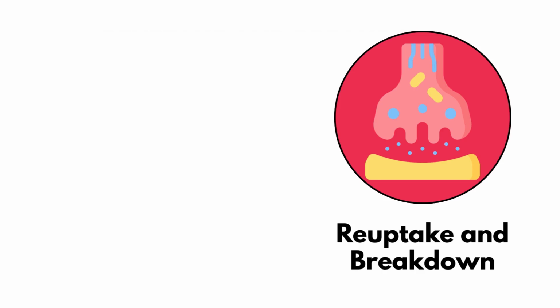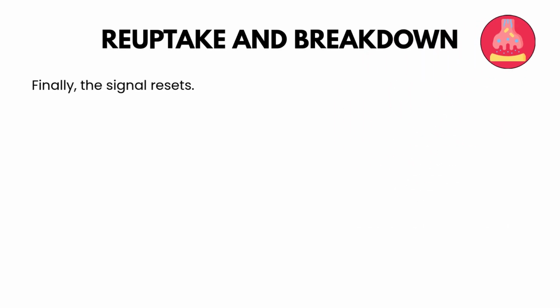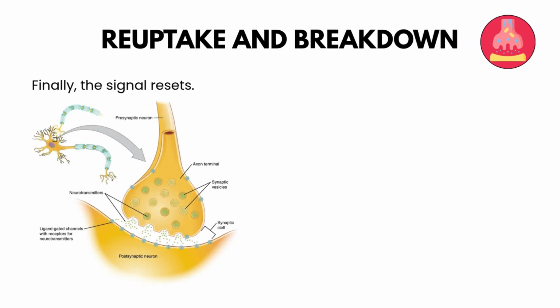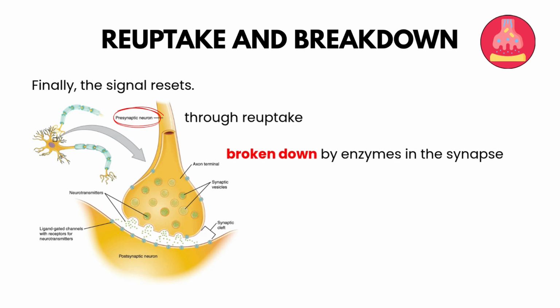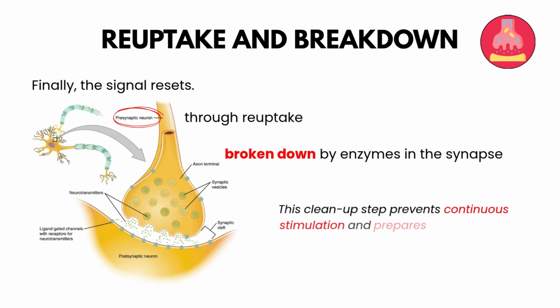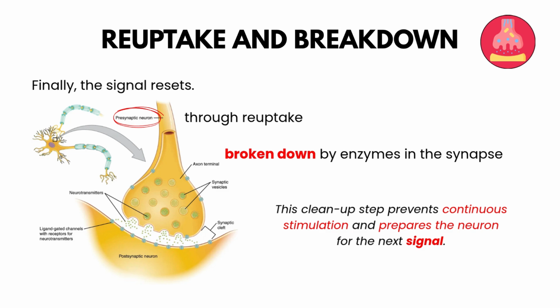Reuptake and breakdown. Finally, the signal resets. Neurotransmitters are either reabsorbed by the presynaptic neuron through reuptake or broken down by enzymes in the synapse. This cleanup step prevents continuous stimulation and prepares the neuron for the next signal.